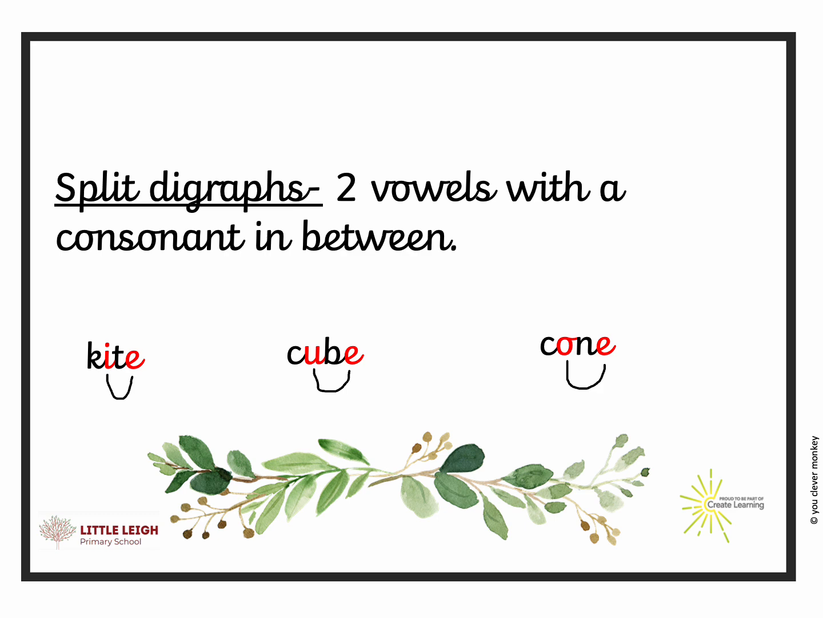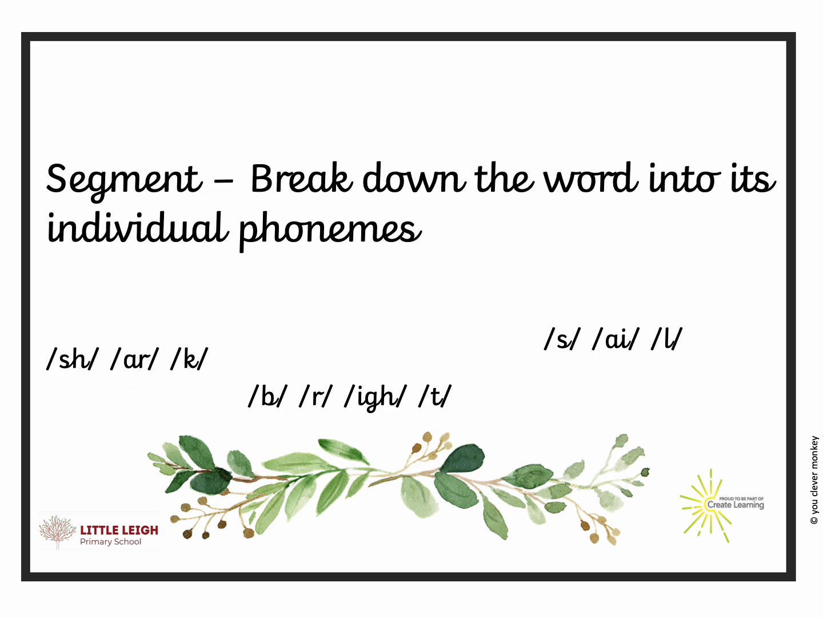So kite, for example, the I and E make the I phoneme. However, the consonant T goes in between them, but they still make that sound. It used to be called magic E, but we no longer say that. With cube, again, U and E come together to make the U sound, but the consonant B is in between them. And then cone here, the O and E make the O phoneme, but the consonant N is between them. So we don't call it magic E anymore. We refer to them as split digraphs: two vowels that make a sound together, however, a consonant is between them.